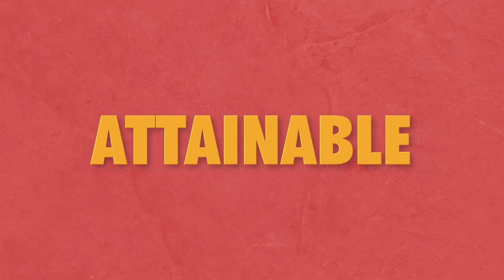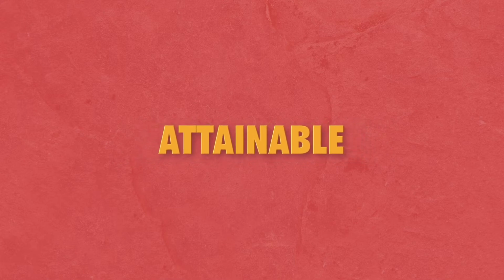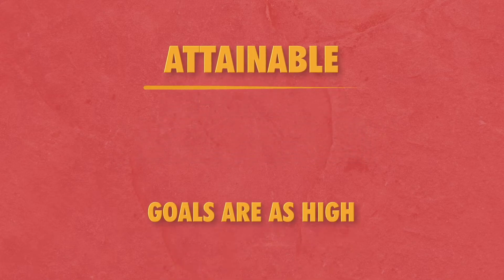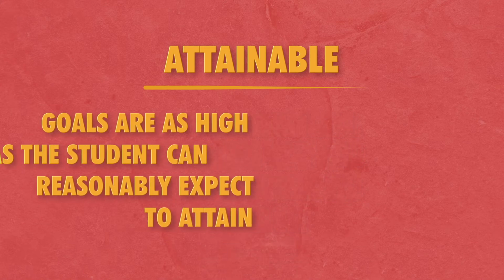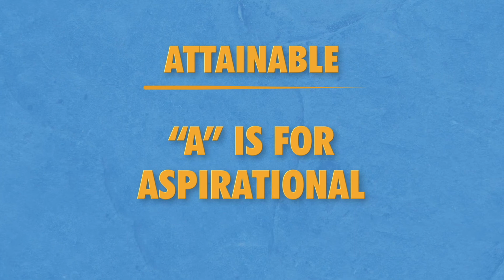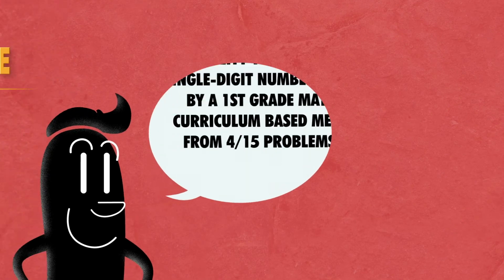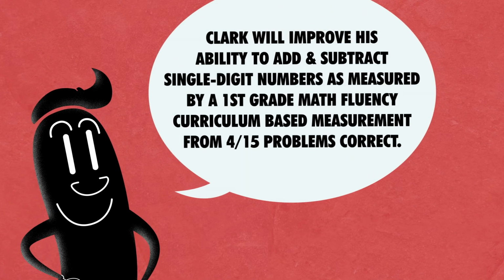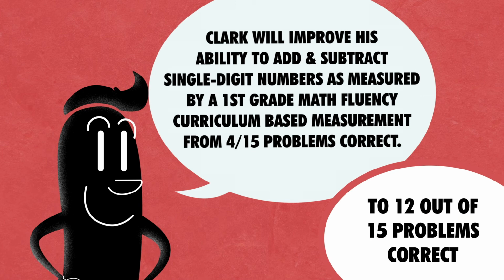Next is A for attainable, meaning it's reasonable that the student can achieve it with appropriate interventions. A SMART IEP sets goals that are as high as the student can reasonably expect to attain. But the goals shouldn't be unrealistic. The A does not stand for aspirational. It's attainable. Clark has responded very well to one-on-one and small group instruction, so we believe that he will be able to get 12 out of 15 answers correct on the same math sheet. Let's add it to the goal.